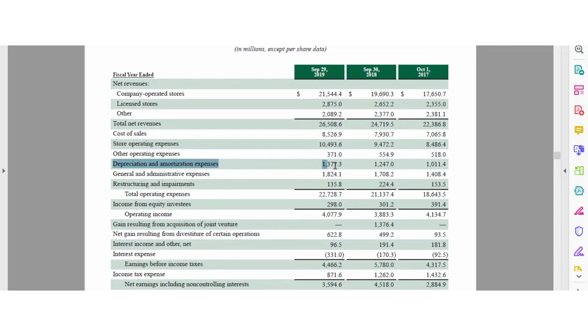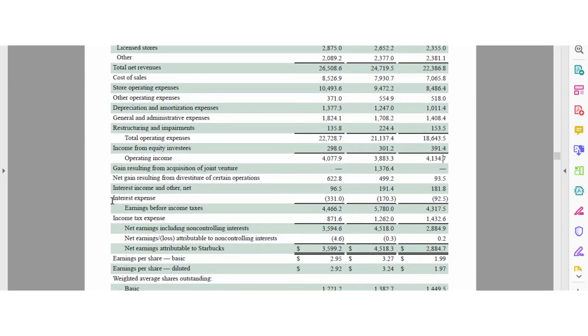Depreciation and amortization, general administrative. Now here you can see restructuring and impairment. This is a significant line item for them. Not something that we've covered, but essentially it is, again, part of the expenses. You then have total operating expense and operating income, EBIT. You then adjust for interest expense. You then have your net earnings, and then you have your EPS.